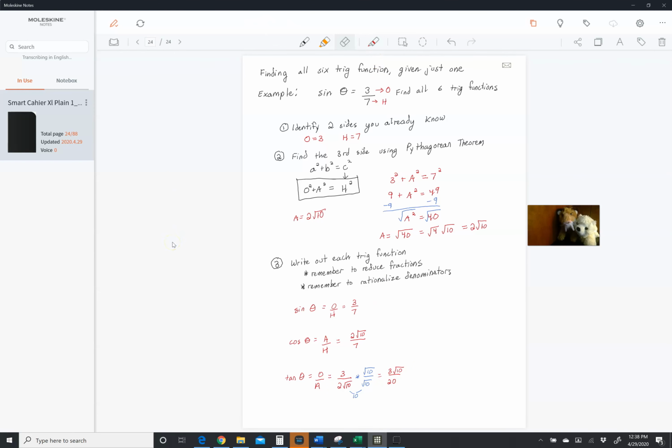Sine of theta is 3 over 7. Cosecant of theta is the reciprocal. So it's just 7 over 3. Secant of theta is the reciprocal of cosine. So now this is 7 over 2 root 10. And you're going to do the same thing. You have to rationalize the denominators. So you have to do this extra step.